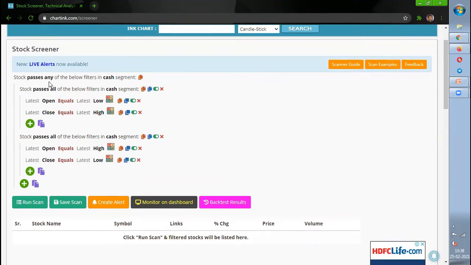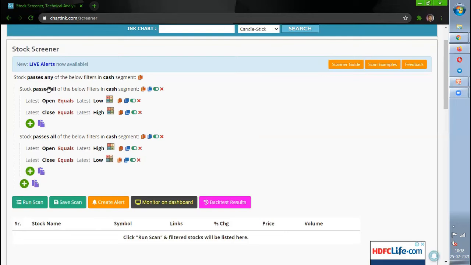For example, this particular part says these two conditions should pass, then only it will give a green Marubozu candle. And this particular part says these two conditions should match, then only it will give a red Marubozu candle. But if this condition fails and this condition is passed, or if this condition fails and that one is passed, I need to get an alert. So that is why I used any.